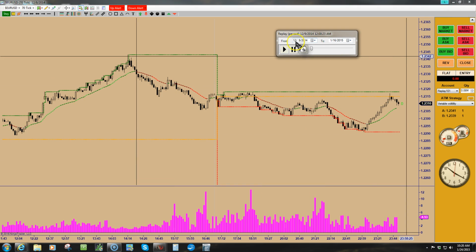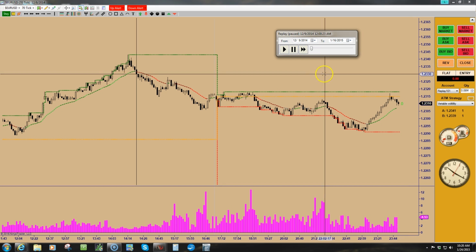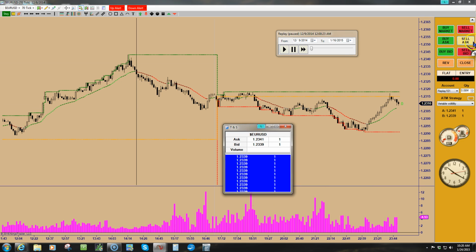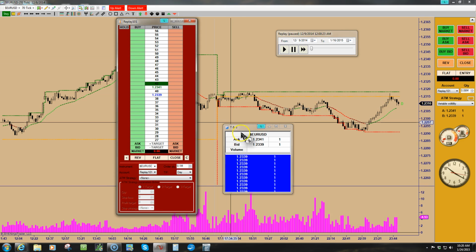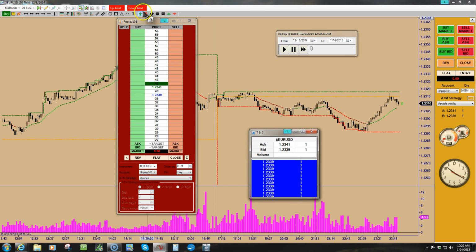All right, I've downloaded data back to December 9th, and I did that because I don't want to have an opinion of how the market's going to move. If I pick something recent, I already know how it's going to move. So I'm going to get set up here with my DOM and my time and sales.